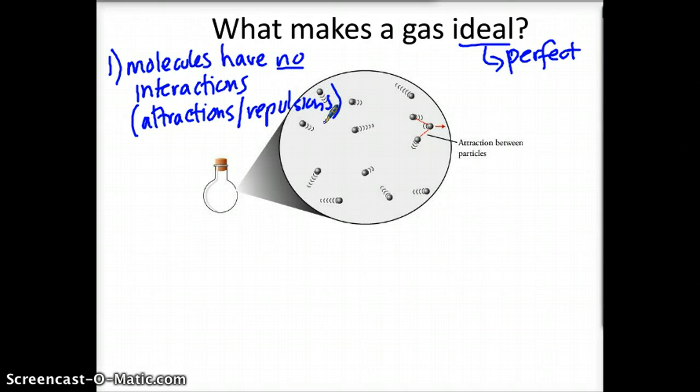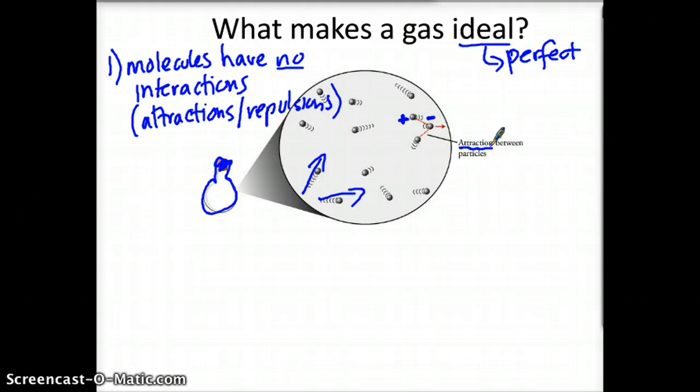So if we look at this diagram, we're zooming in on some gas that's in a flask. We see some molecules moving around. As these molecules get close to each other, we know that some molecules have charges on them. Let's say this molecule here is slightly positively charged, and this molecule is slightly negatively charged. We know that opposite charges are going to attract, so these molecules are going to be slightly attracted to each other.